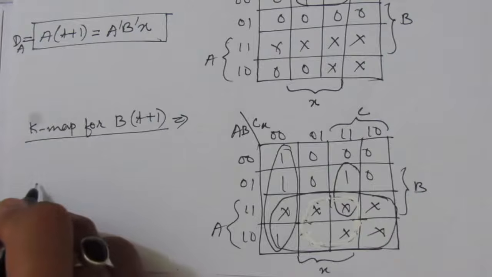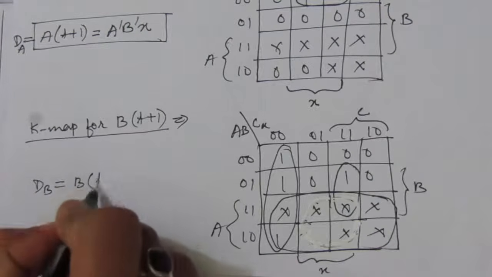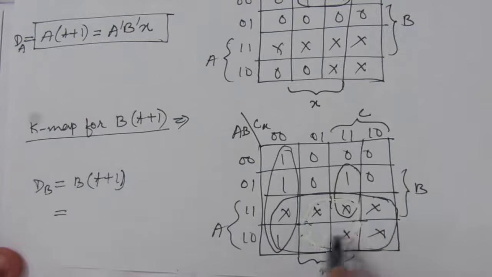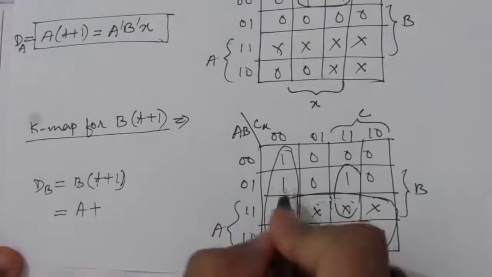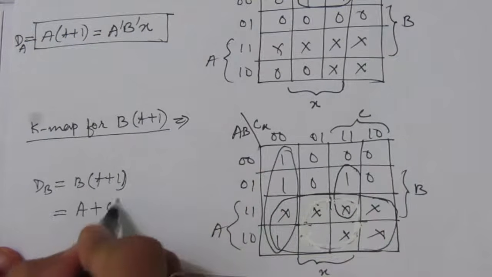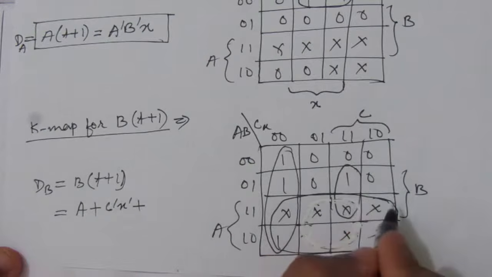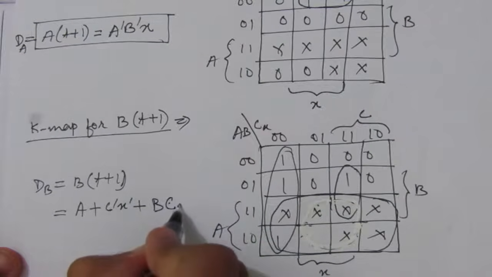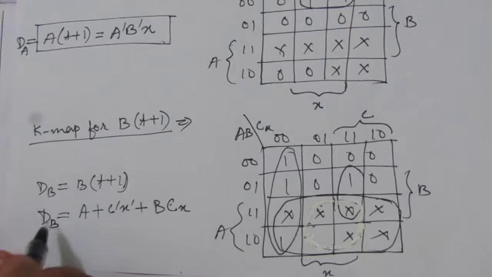So b of t plus 1, that is dB, is equal to, from this term we'll have a, plus from this term we'll have c bar x bar, plus from this term we'll have b c x. So we have got the expression for b of t plus 1. So dB is this one.